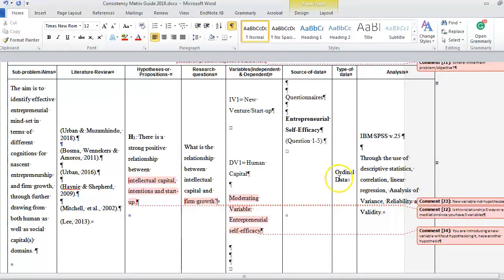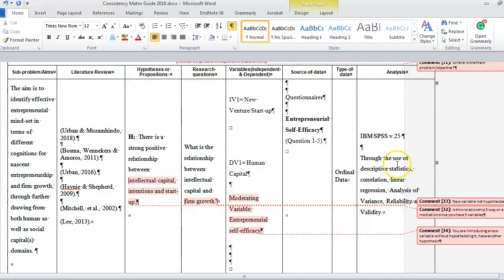So if the type of data that you used was a Likert scale or ordinal data, we expect that independent variable 1 will have a minimum of 3 questions, and dependent variable 1, if it's also Likert scale, will have a minimum of 3 questions. So we expect here question 1 up to 6, which is 3 here, 3 here. But if it's continuous data, then you'll have 1 question, or whatever the number of questions you'll have.